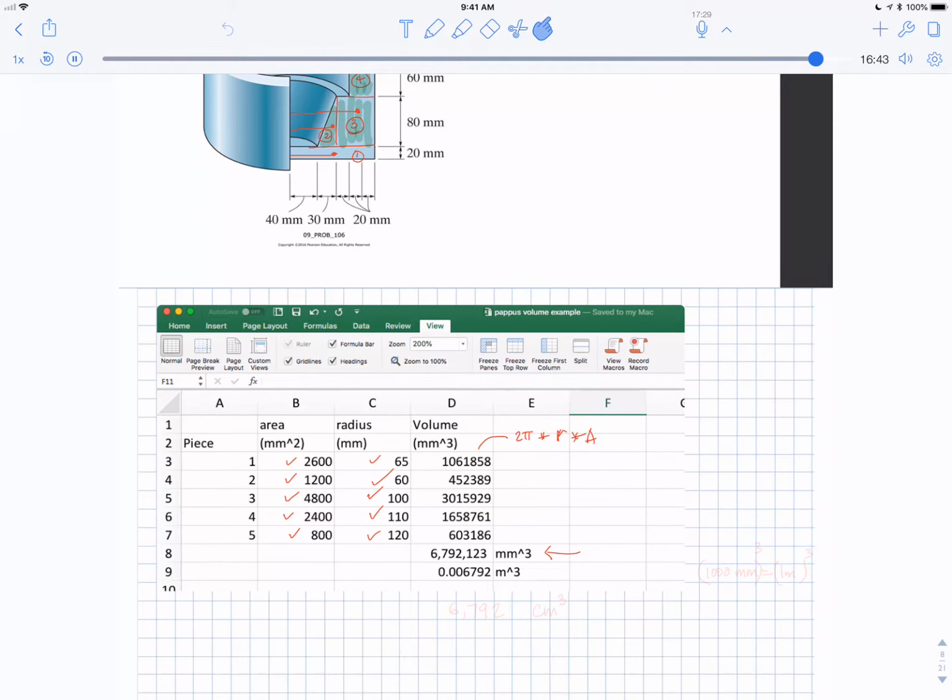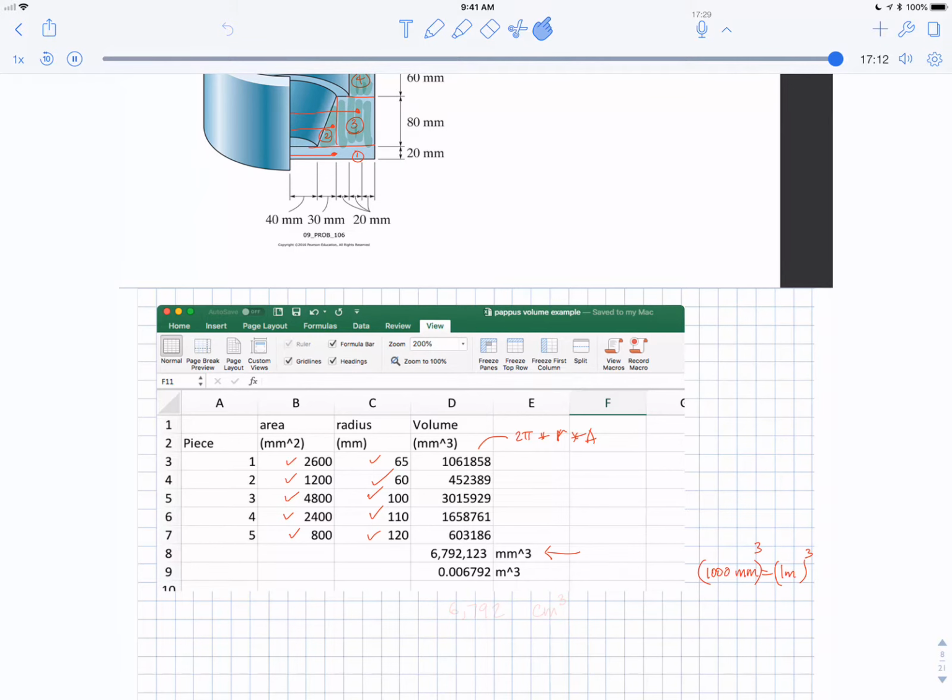And to change it into meters cubed, there's 1,000 millimeters in 1 meter. And so to get cubic, you just cube it. And so 1,000 cubed, or 1,000,000,000. There's 1,000,000,000 cubic millimeters in a cubic meter. And so dividing 6.8 million by 1,000,000,000 gives 0.0068 meters cubed.